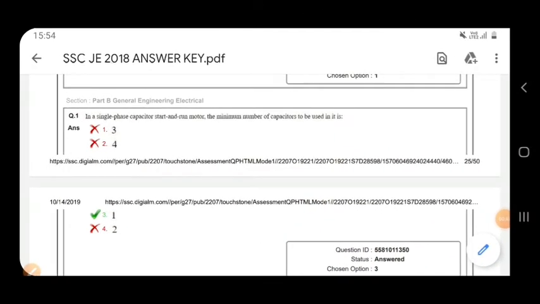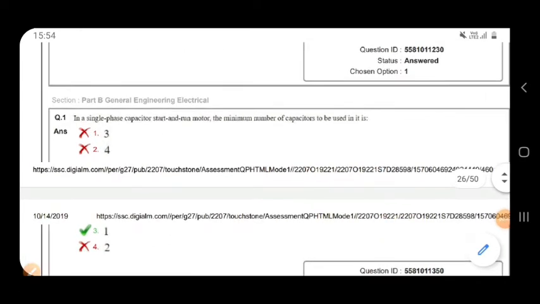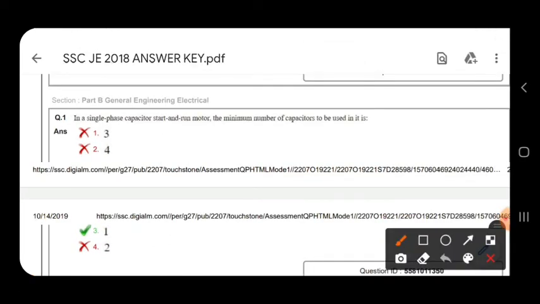So come to the first question, friends. In a single phase capacitor start and run motor, the minimum number of capacitors to be used. So in any single phase capacitor start and run motor, the minimum number of capacitors is 1. This is one kind of example of your ceiling fan which is used in your domestic lines.